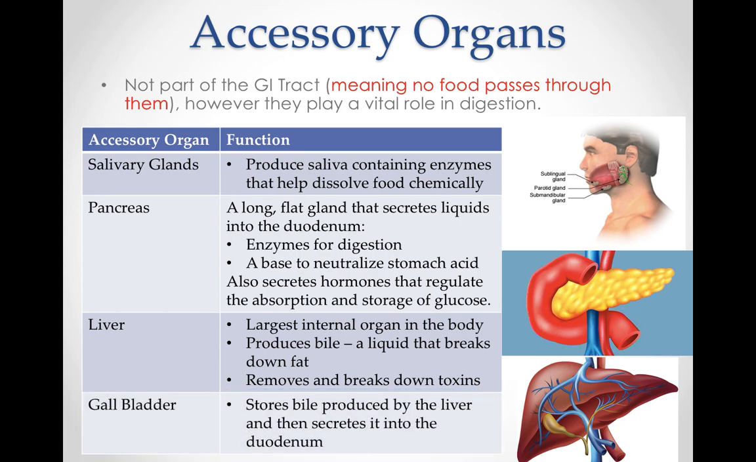Now the liver produces the bile, but it doesn't actually store it. It's stored in this tiny little yellow-looking organ here called the gallbladder. So the gallbladder stores the bile that's produced in the liver, and then it secretes it into the duodenum at the right time.